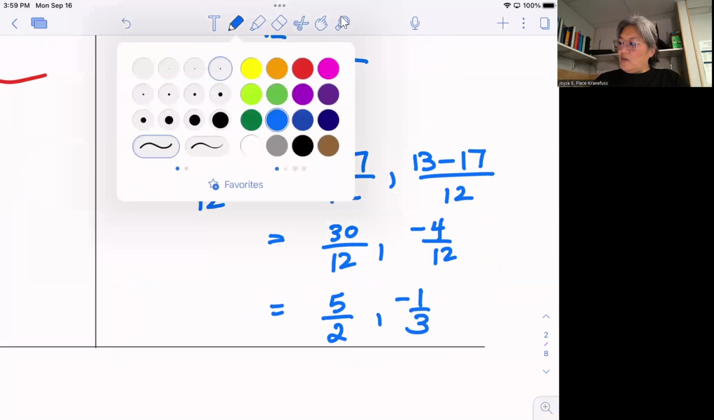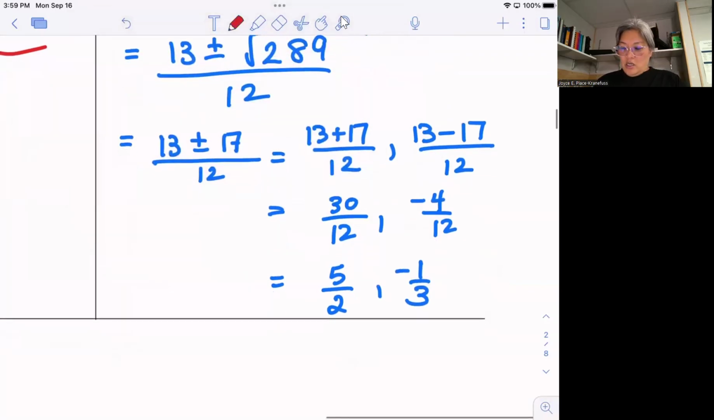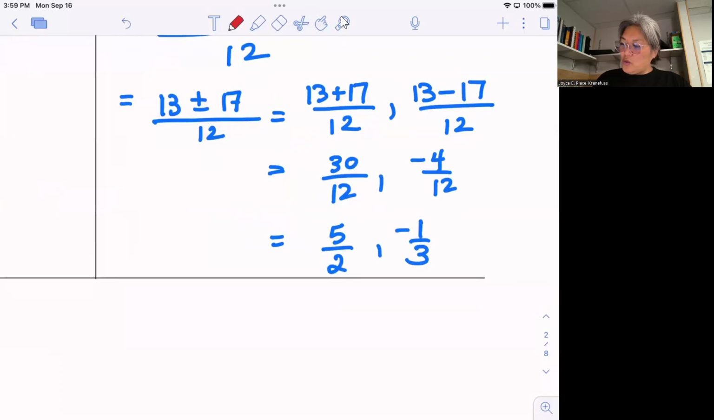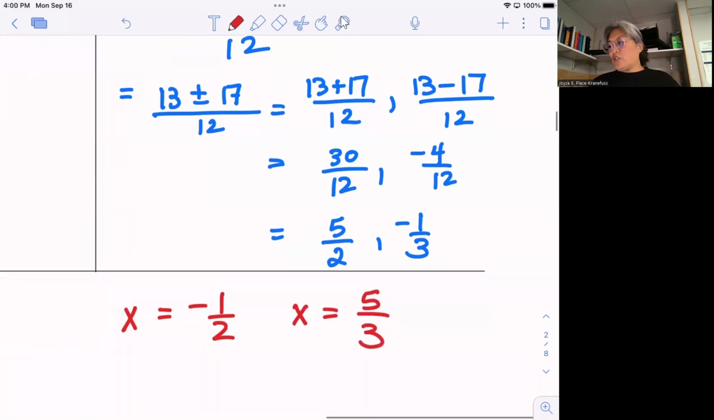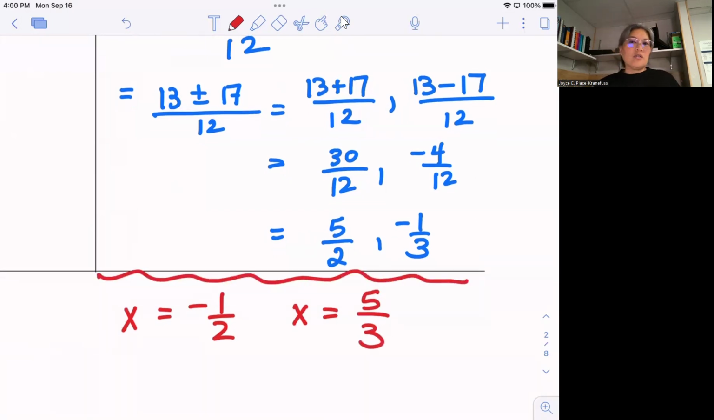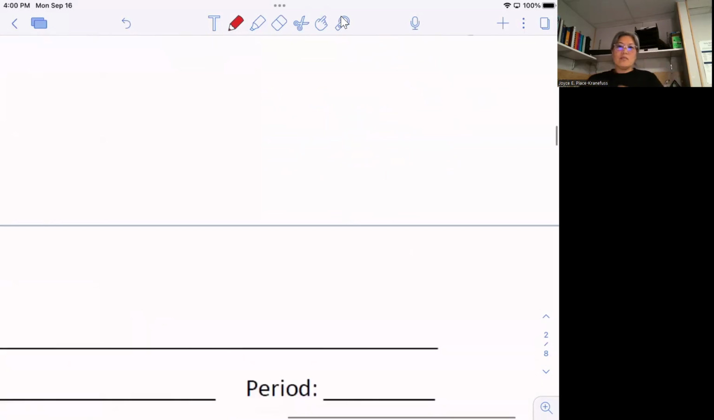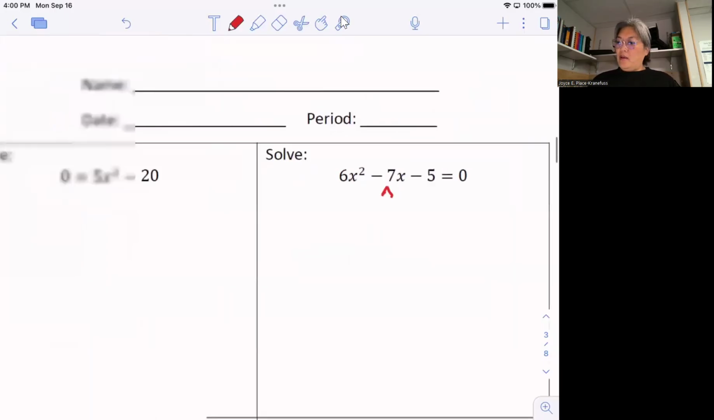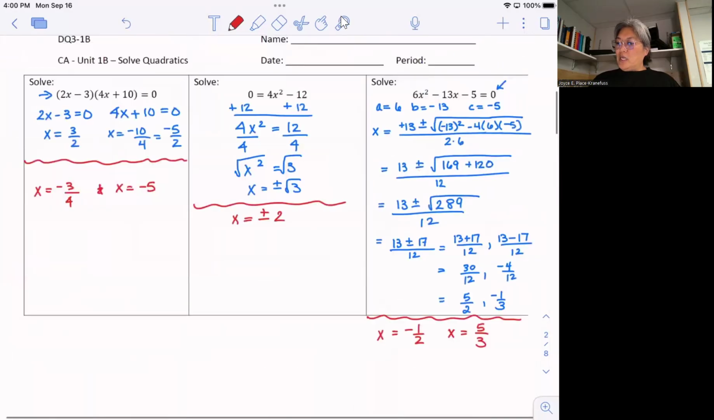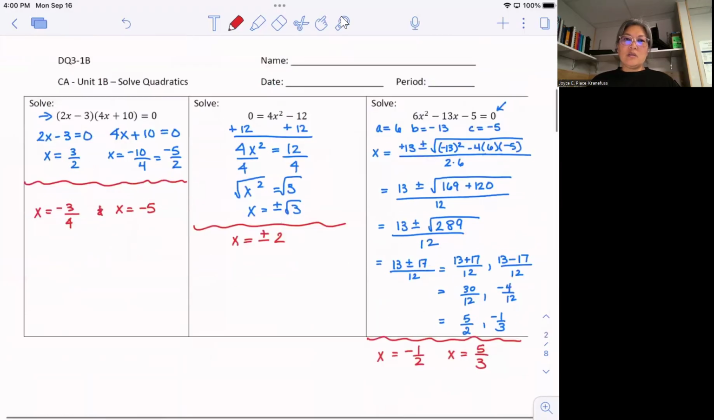If you solve the second question, the answers were x is equal to negative 1/2 and x is equal to 5/3. Again, on that second question, you needed to watch your b value because your b value was negative 7. So when we square negative 7, we ended up with positive 49. Okay. So again, check your answers on that daily quiz.